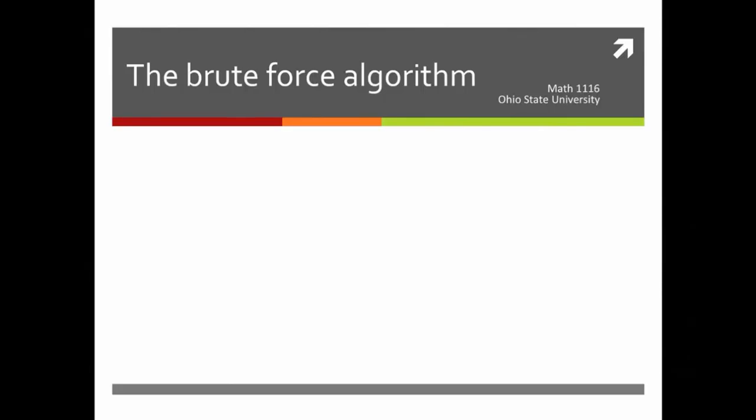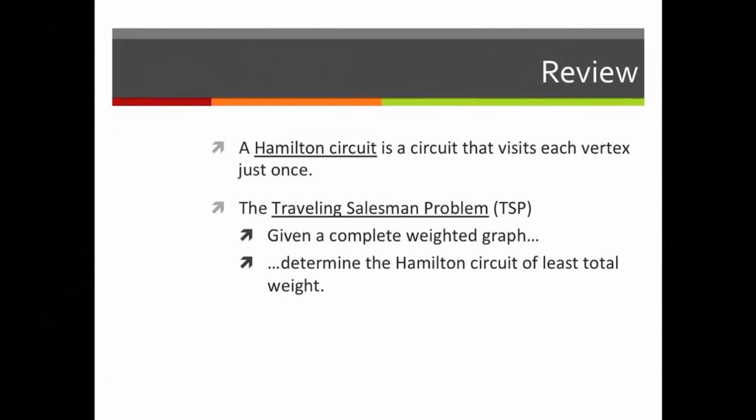Let me remind you that we are thinking about Hamilton circuits. A Hamilton circuit in a graph is a circuit that visits each vertex just once. And we're looking at something called the traveling salesman problem, or simply TSP. That means, given a complete weighted graph, determine the Hamilton circuit of least total weight.